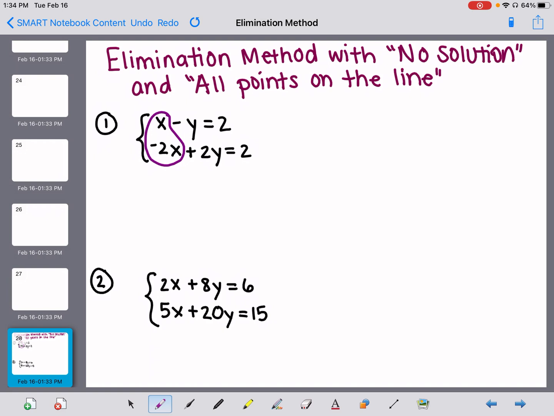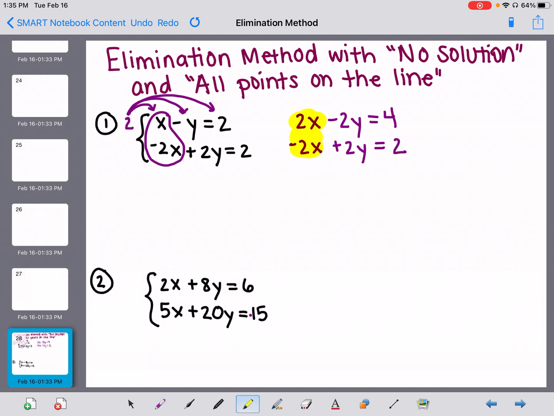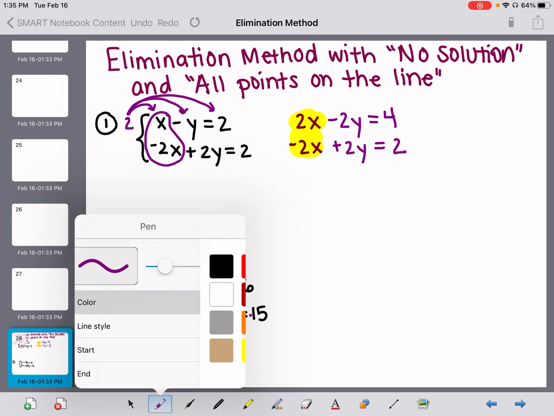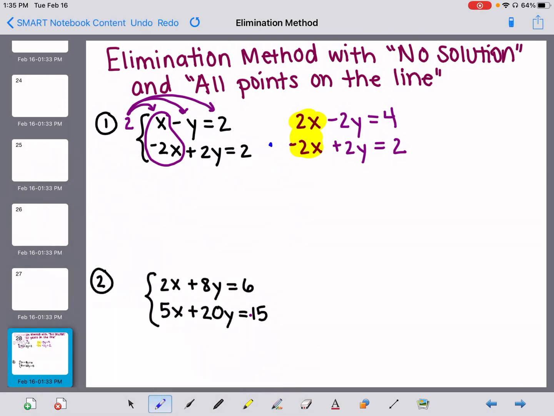And I'm just thinking in my head, I can just multiply the first equation by 2. If I do that, this would become a positive 2x, and then the positive 2x and the negative 2x will cancel. So I'm going to multiply everything in that first equation by 2. I'm going to leave the second equation alone, copying it just the way it is. And now, as I look at my x's, they eliminate, which is what I was hoping they would do. So let's go ahead and add the 2 equations together.